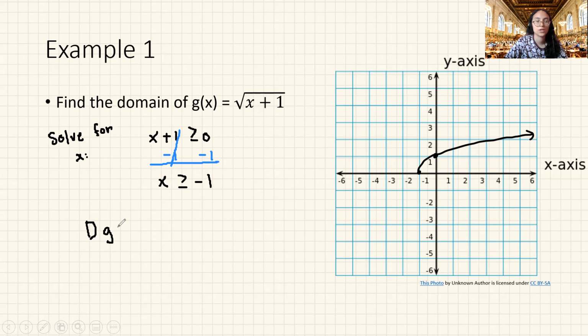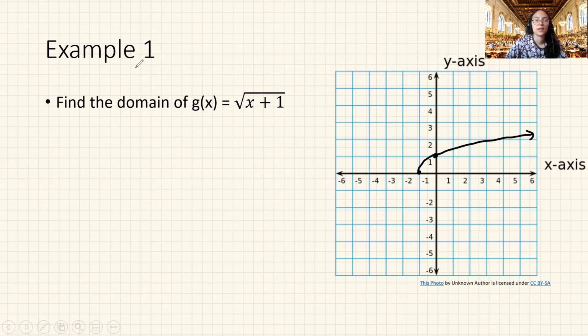So the domain of g will be [-1, positive infinity). And we've put this bracket because our inequality is greater than or equal to, so we are including the -1 in our domain. Okay. And to the right, you will see our graph. And here we're starting at -1, and we're continuing on to positive infinity in this direction. Okay.